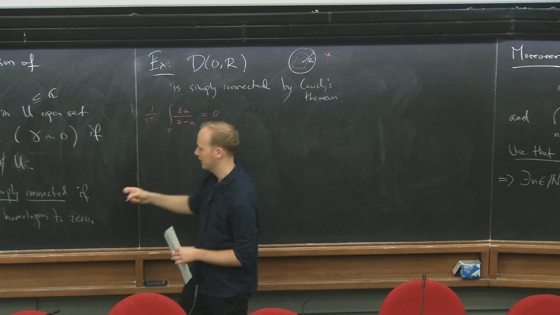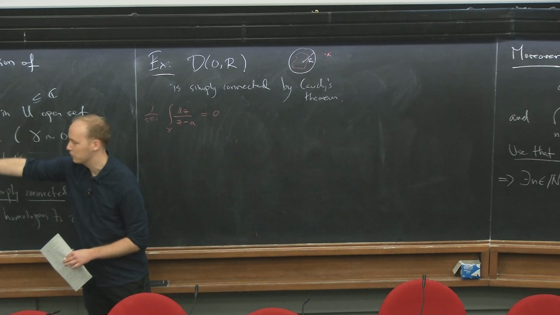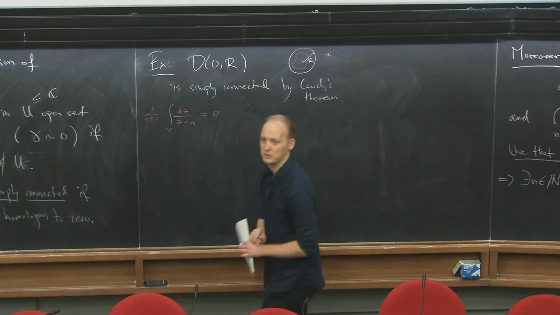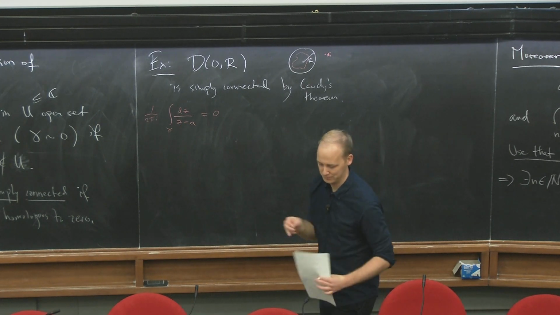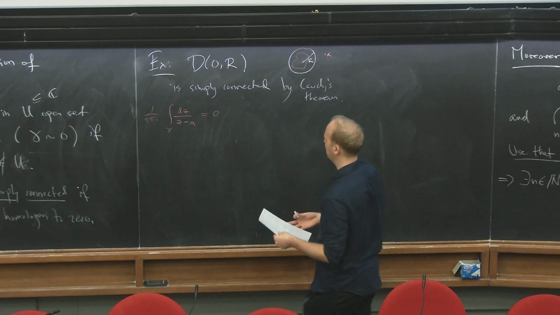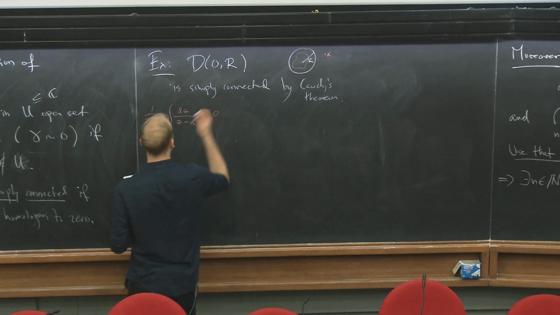And this was precisely our winding number, which, if you go back to definition 1, is what we wanted to prove for all a outside of the domain. Otherwise, it would have been a different thing. So by Cauchy's theorem, this one is simply connected.